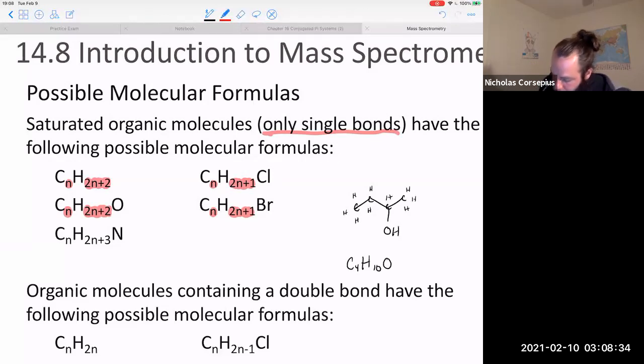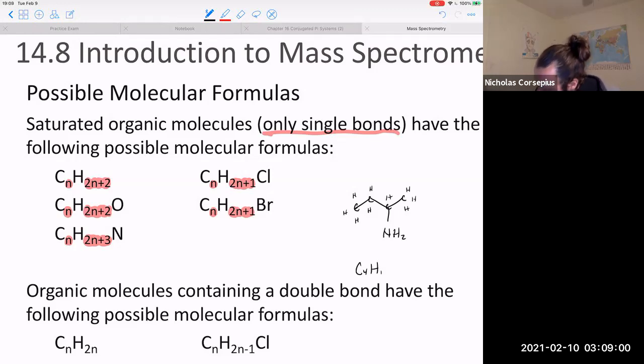Now, it does change to CnH2n+3 if there's a nitrogen. Let's see if we can't convince ourselves of why that is. Because if I have a nitrogen here, it has to have 3 bonds. So that means there would have to be 2 hydrogens attached to it. And that's how I get my C4H should be 2n+3.